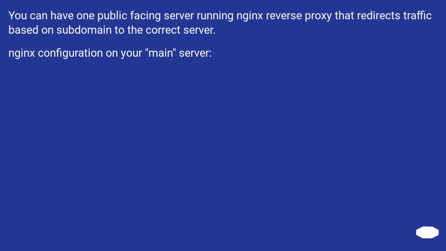You can have one public-facing server running Nginx as a reverse proxy that redirects traffic based on subdomain to the correct server. Nginx configuration on your main server.